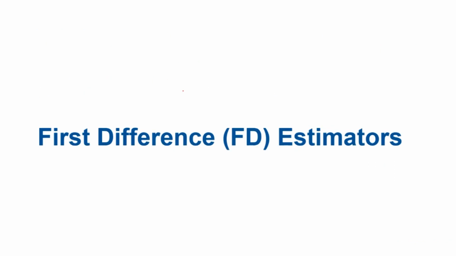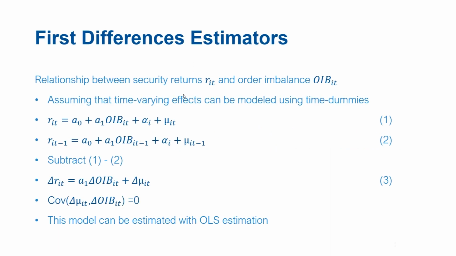In this video, we'll discuss the first difference approach to panel data estimation, the first difference estimators. Let us start with the introduction. Again, we'll recall our relationship between returns and order imbalance. We assume that the time varying effects are explicitly accounted for through dummy variables. So our focus will remain on individual unobserved heterogeneity, which is security specific, that is alpha i.